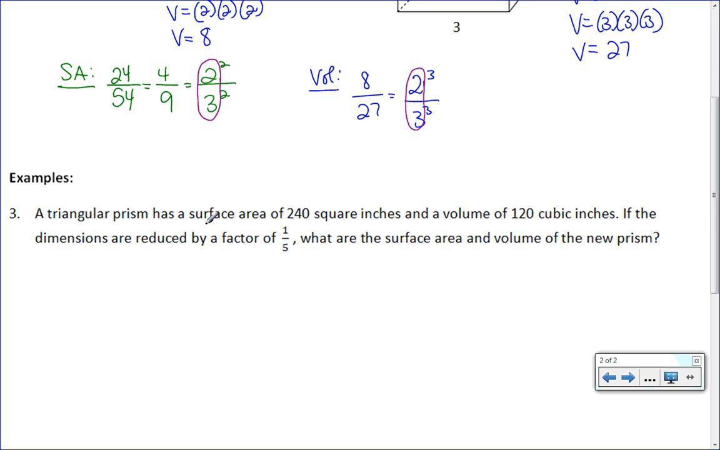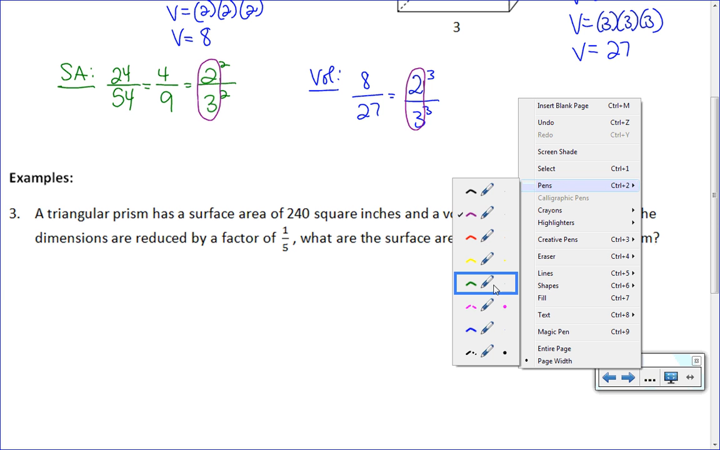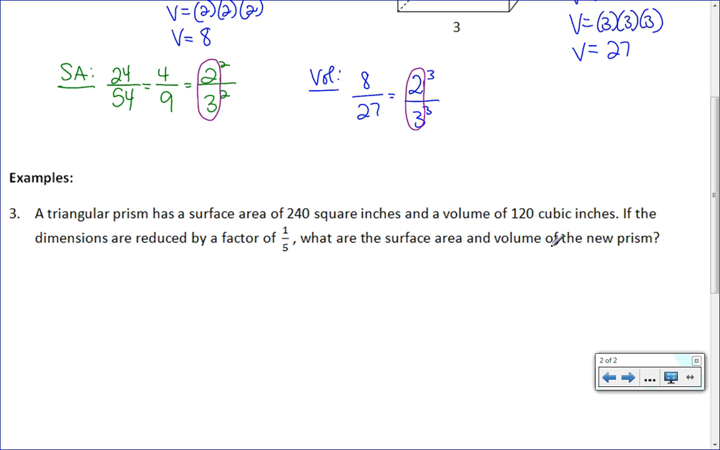It says a triangular prism has a surface area of 240 square inches and a volume of 120 cubic inches. If the dimensions are reduced by a factor of 1/5, what are the surface area and volume of the new prism? Okay, so we're going to have to solve 2 problems here, the surface area and the volume. So let's look at surface area first.